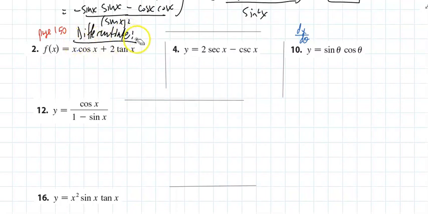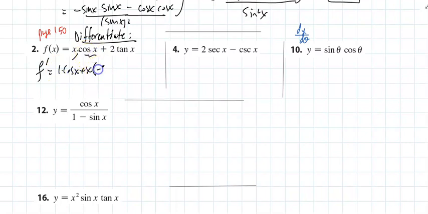Differentiate means find the derivative. Find the derivative. Well, if I take a derivative, this requires the product rule. Derivative of the first times the second, plus the first times derivative of the second is negative sine of x, plus twice derivative of tangent is secant squared of x.